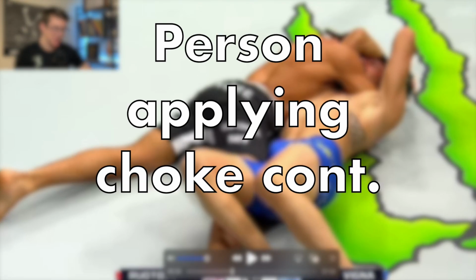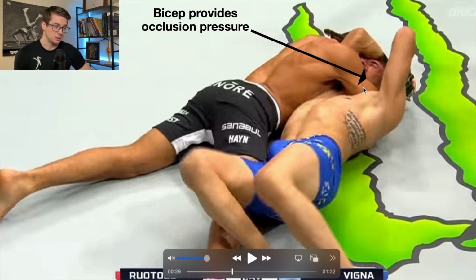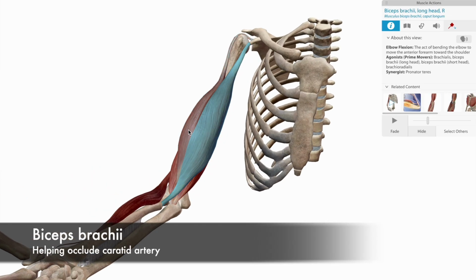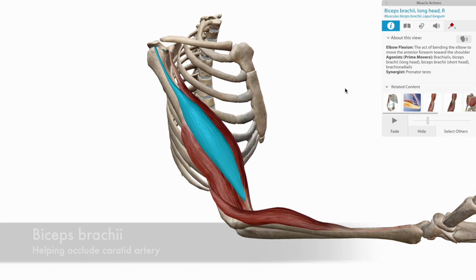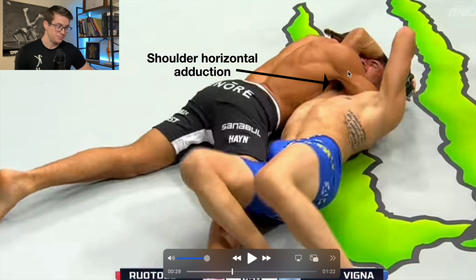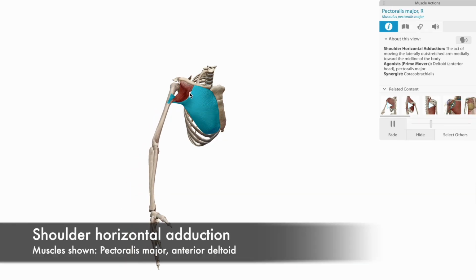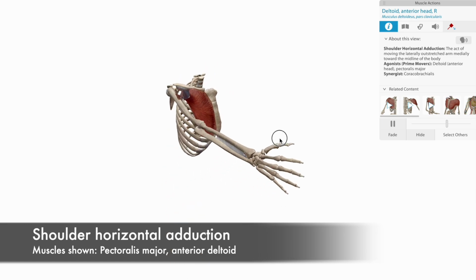Second view, we're still talking about Kade, but it gives us a lot better understanding of what the right arm is doing. Okay, so the right arm here, you can't really see his bicep. You can see that in the next view, but his bicep is actually what's providing that occlusion pressure on Vigna's left side of his neck, so his left carotid artery. And again, you can see that posterior delt here, but muscles like the anterior delt, and the pec major, which you can't see here because it's pressed up against Vigna's chest, are performing a movement called horizontal adduction.